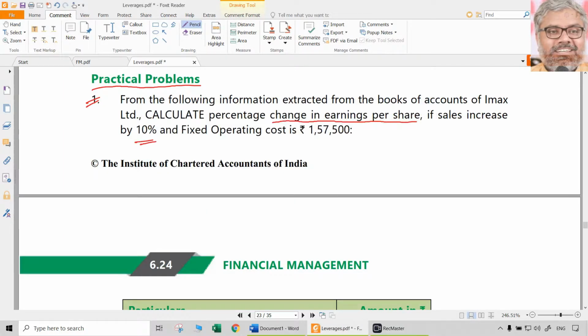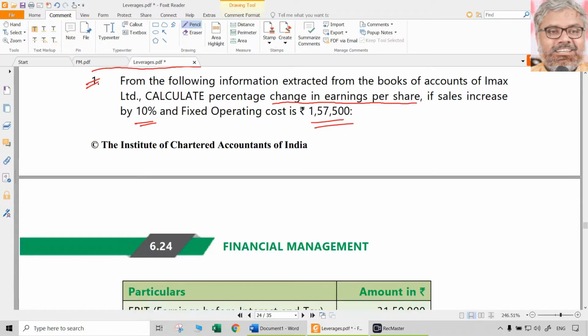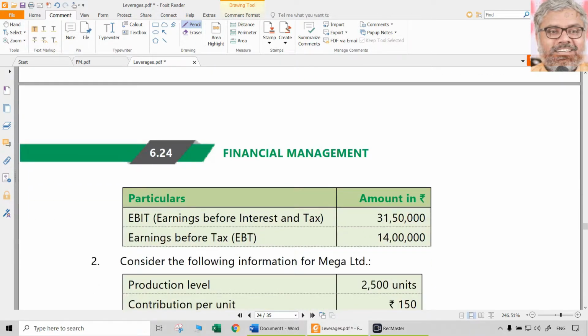So if we can find out degree of combined leverage, we can easily tell by how much percentage the EPS will change if the sales increase by 10%. For that purpose, we need data which is given. Fixed operating cost is 1,57,500 and other information is given. Earnings before interest and tax is 31,50,000. Earnings before tax is 14 lakhs.